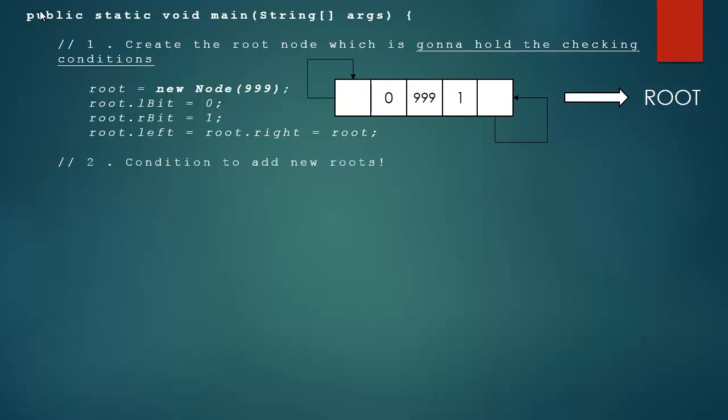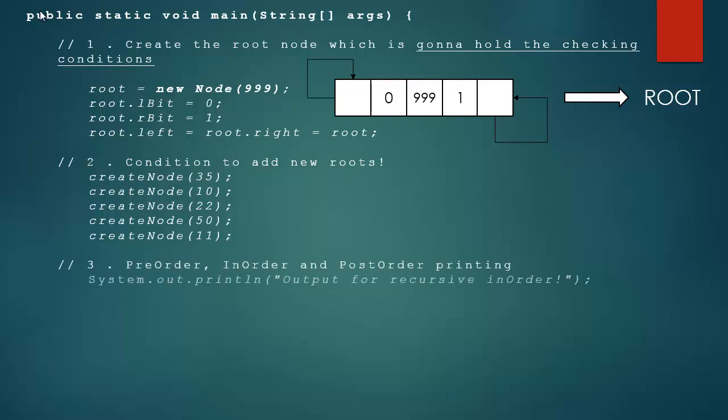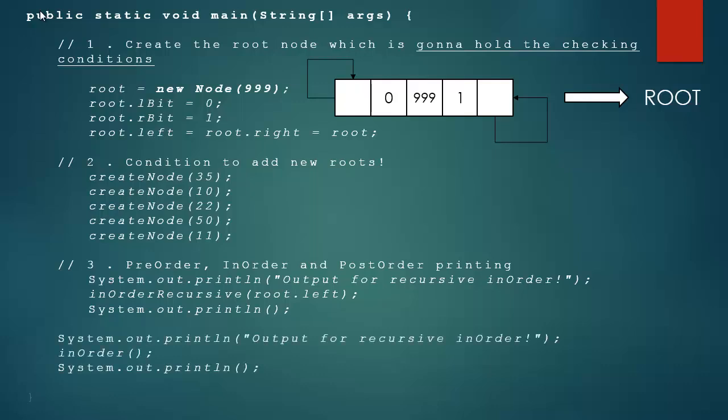So what are the conditions? We need to add new nodes. So we call the create node function. I'm going to declare it in a few moments, and you just add a few elements in that node and create a tree. These system calls are basically printing it out on the screen, with different in-order, pre-order and post-order printing mechanisms. Those functions are declared later. This is just the main function.